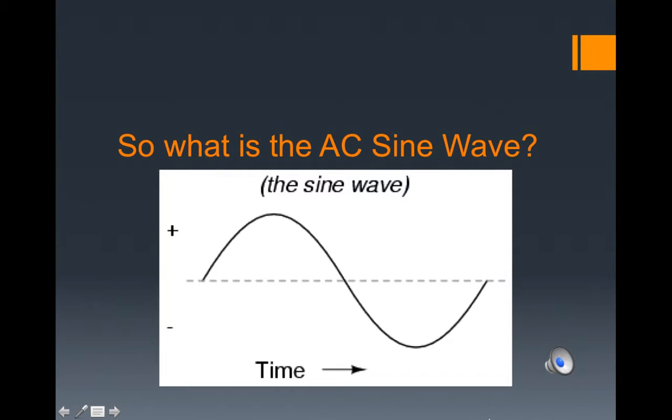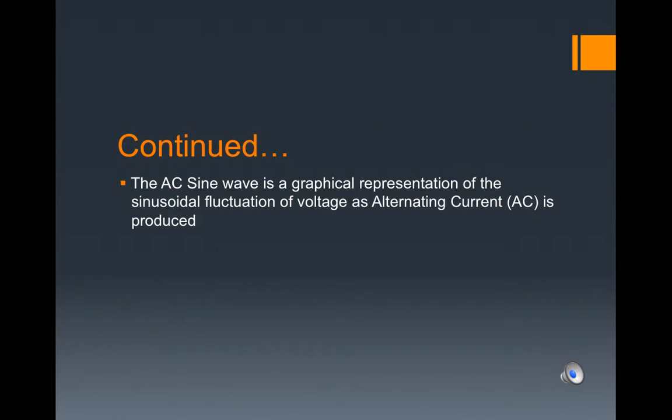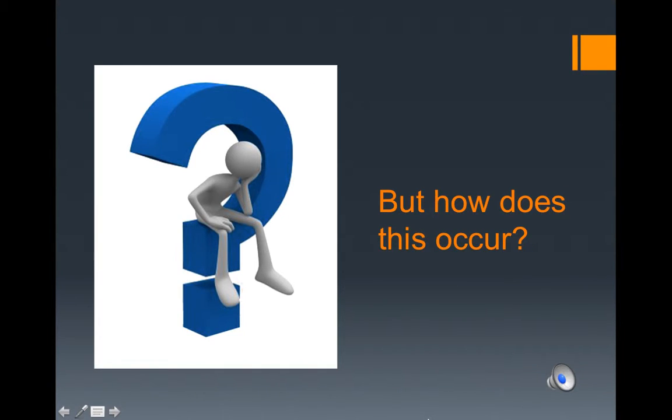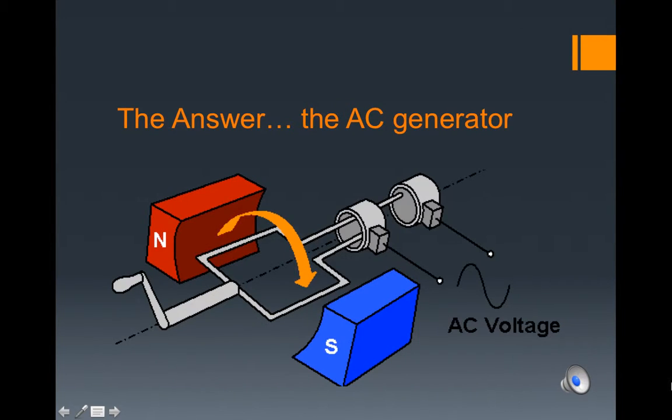So what is the AC sine wave? To put it simply, the AC sine wave is a graphical representation of the sinusoidal fluctuation of voltage as alternating current is produced. But how does this occur? The answer? The AC generator.